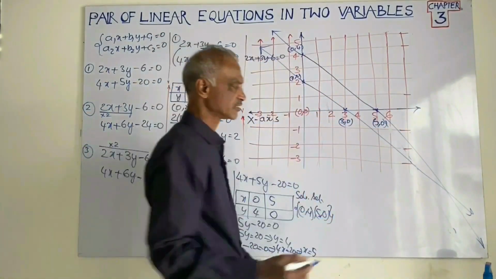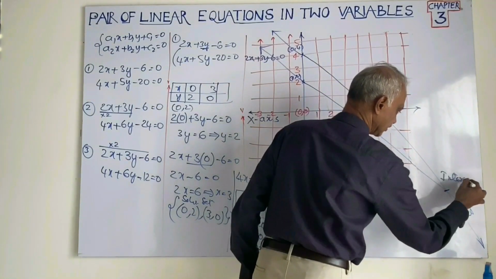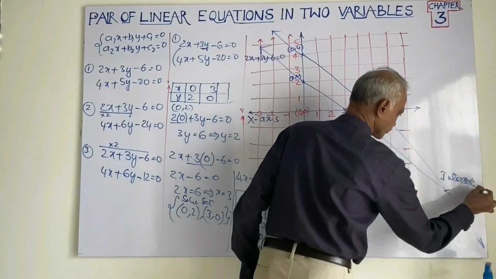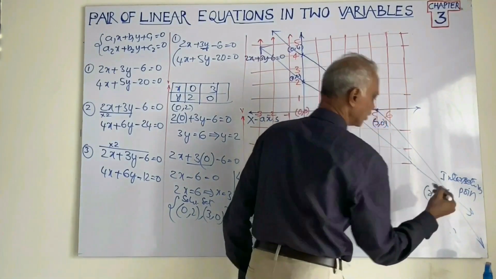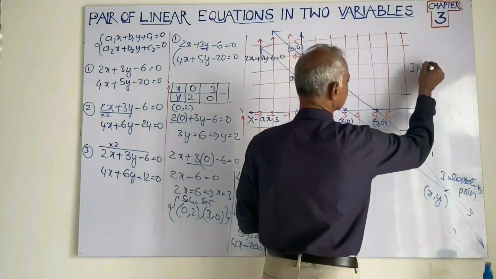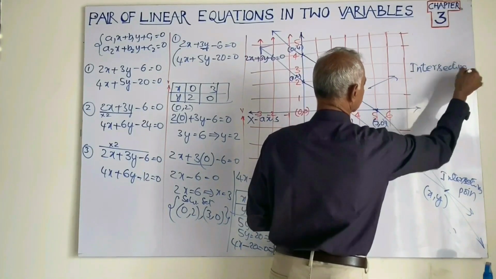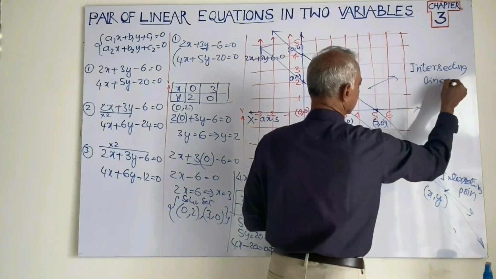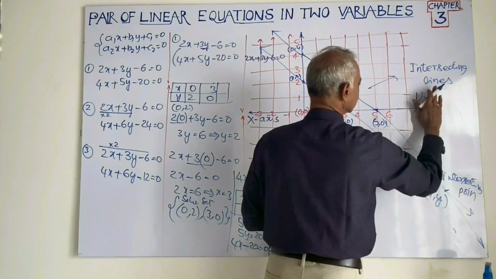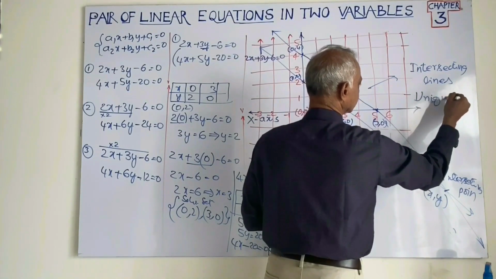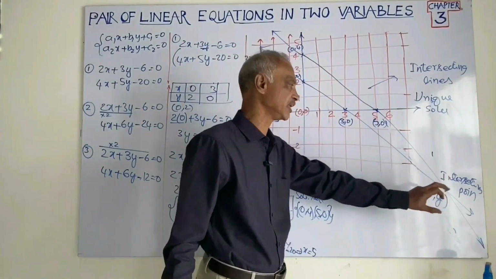These two lines are intersecting at only one point. These two are intersecting lines. They will have a unique solution. Unique solution means only one solution it will have.